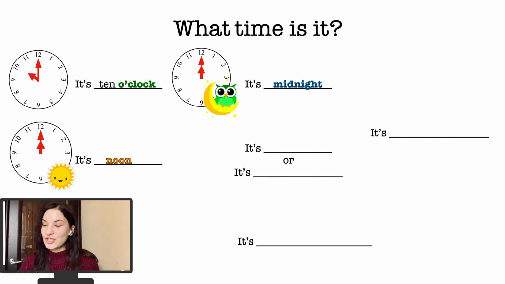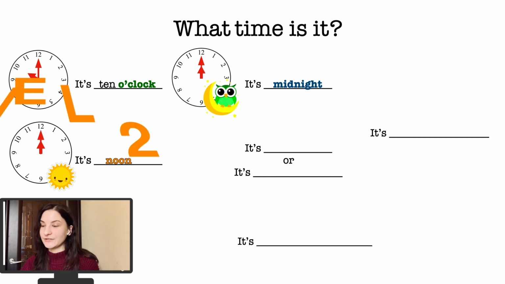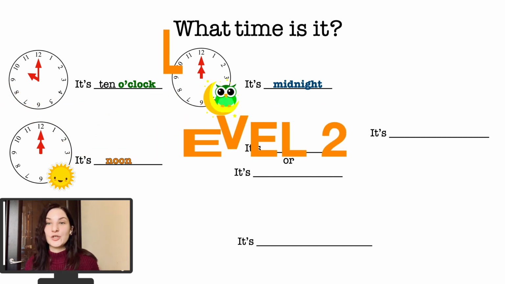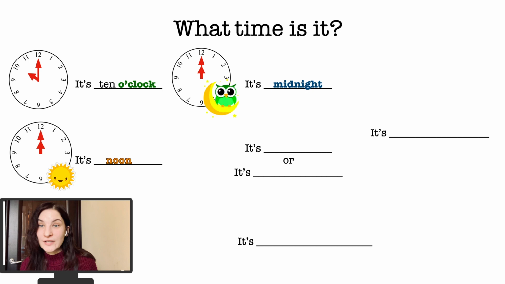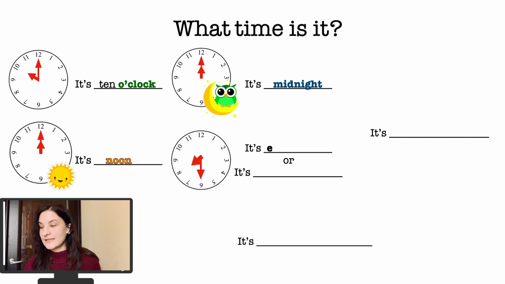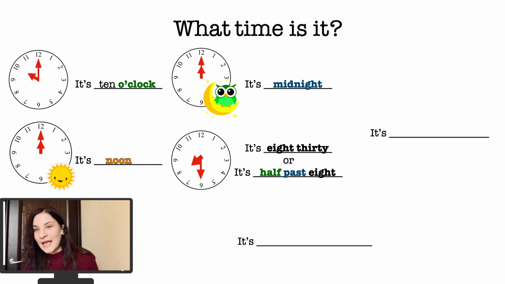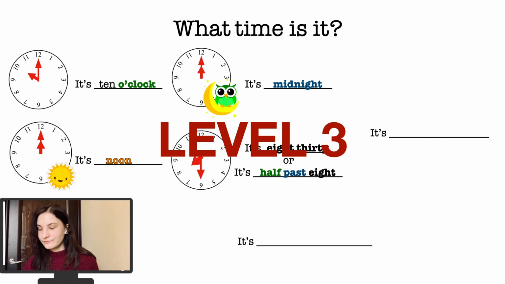Let's move on to level number 2. It's a little bit more difficult. Level 2. Here you will see only 1 clock, but your task is to tell me 2 different variants. It's 8:30 or it's 8:30. Amazing. And level number 3 is the most difficult level.